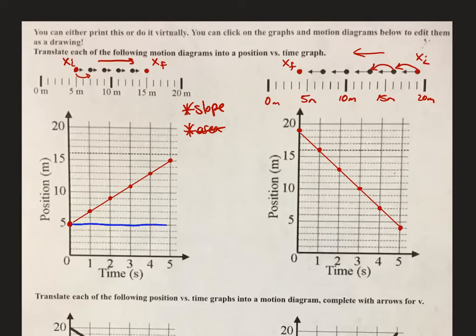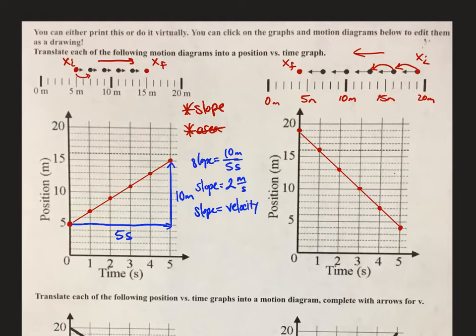Now to calculate slope, we're not going to worry about any complex formulas. Let's just talk about rise over run. The rise of this graph is from 5 to 15. That is a difference of 10 meters. The run of the graph is 5 seconds. So when I take the slope, that's 10 meters, the rise, over the run of 5 seconds, and I get the slope is 2 meters per second. The units of meters per second tell me that the slope here gives me a velocity.